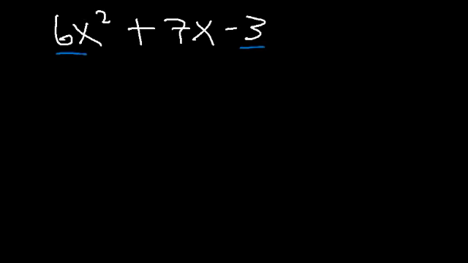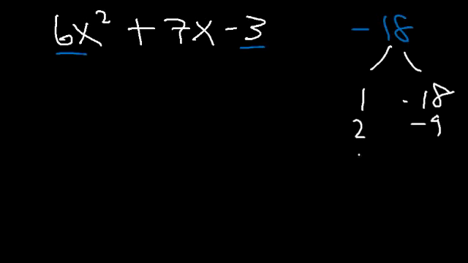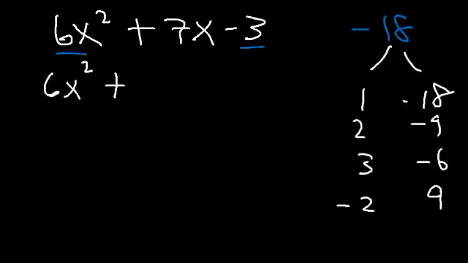So let's try another example where the leading coefficient is not 1. Try this one. 6x squared plus 7x minus 3. So if we multiply 6 and negative 3, that is equal to negative 18. So we need to find two numbers that multiply to negative 18 but add to 7. So we have 1 and negative 18, 2 and negative 9, 3 and negative 6. Notice that 2 plus negative 9 is negative 7, but if we change it, negative 2 and positive 9 adds up to positive 7. So let's replace 7x with 9x minus 2x. The order doesn't matter. We could make it negative 2x and 9x.